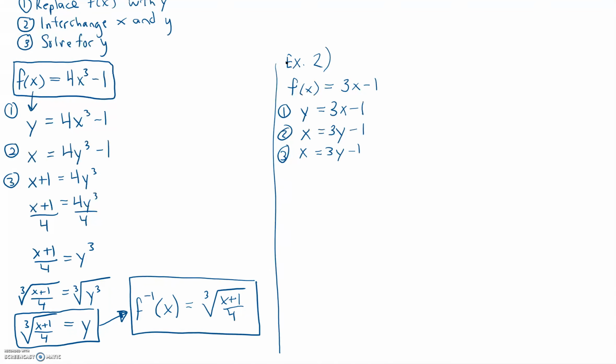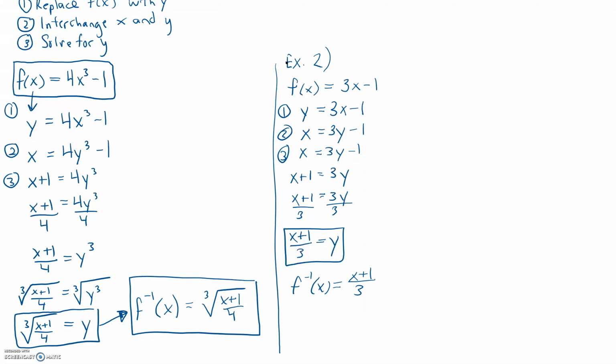So in this case, we can add 1 to both sides, and we have x plus 1 equals 3y. And from here, it's pretty straightforward to get y isolated. Divide by that 3. Now we have x plus 1 over 3 equals y. So we can say that the inverse function of f of x is x plus 1 over 3.